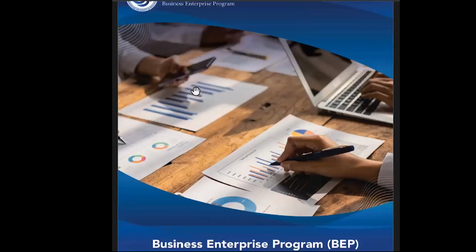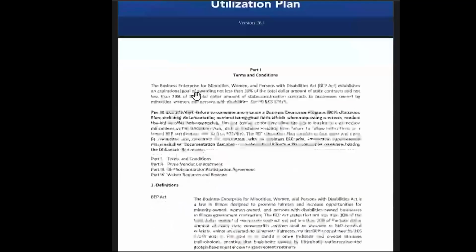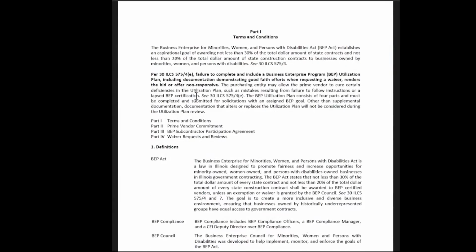Part 1. Terms and conditions. At first glance, Part 1 may look like something you can skip. But in reality, this is your instruction manual. What does Part 1 do? Part 1 explains the rules governing BEP participation, how your utilization plan is evaluated, what makes your bid responsive or non-responsive, and definitions that apply throughout the plan.